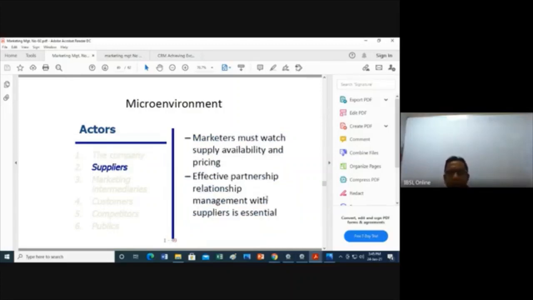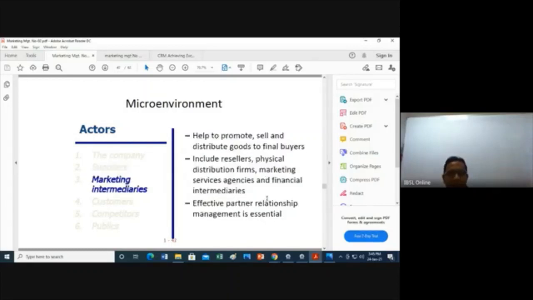Then the suppliers. Marketers must watch supply availability and pricing; effective partnership and relationship management with suppliers is essential. Then your marketing intermediaries help to promote, sell, and distribute goods, like agents and distributors, including resellers, physical distribution firms, marketing services agencies, and financial intermediaries like banks. Effective partner relationship management is essential.